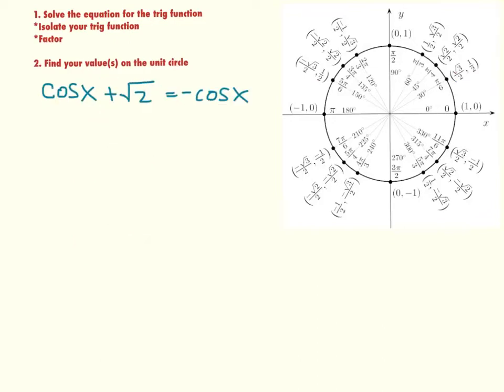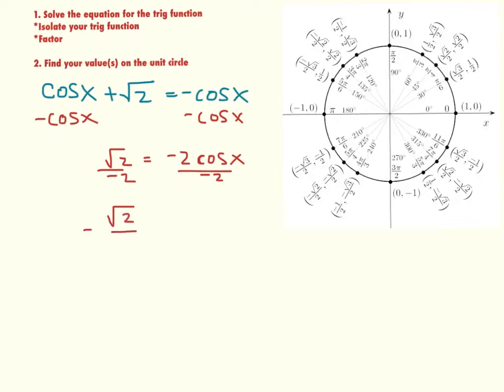Our next example is the cosine of x plus the square root of 2 equals negative cosine x. So I'm going to isolate. I'm going to subtract a cosine x from both sides and get the square root of 2 equals negative 2 cosine x. Now to get the cosine by itself, I need to divide both sides by negative 2. So negative root 2 over 2 equals the cosine of x.